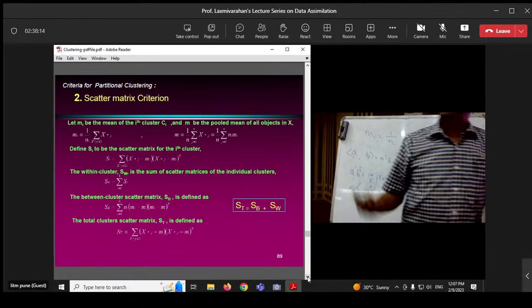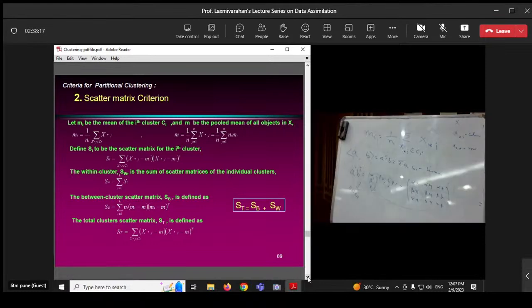So I know how to compute the mean. I know how to compute the scatter matrix. The total error criterion is an inner product. The total scatter criterion is an outer product. Outer product and inner product are two operations in matrix theory. So I'm going to bring the concept from matrix theory to create quantities of interest in partitioning. Are you with me?